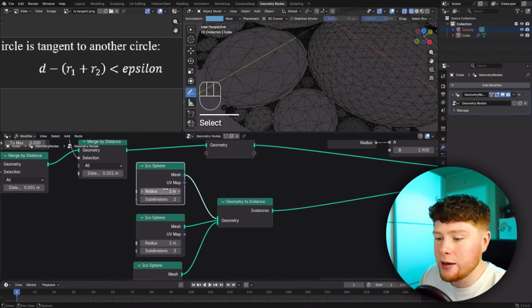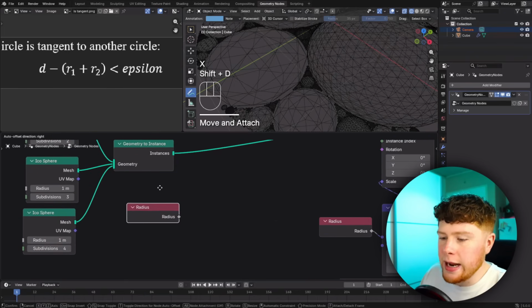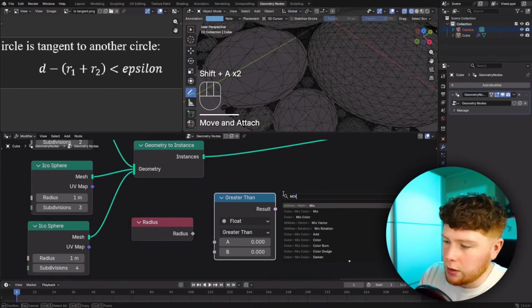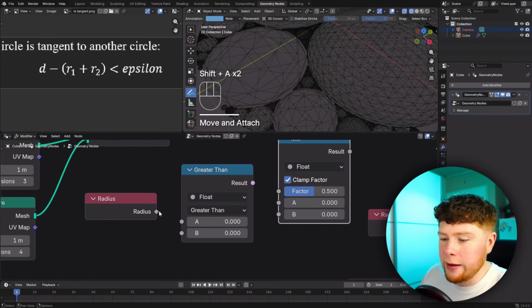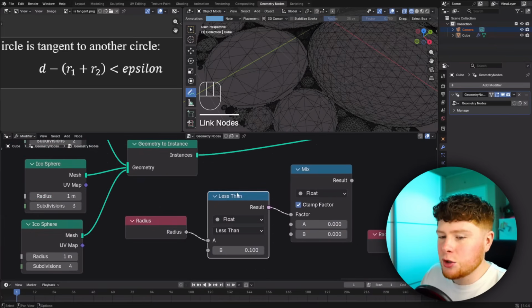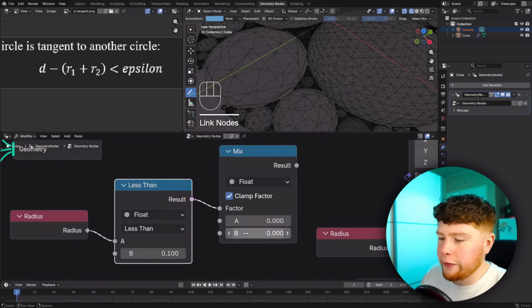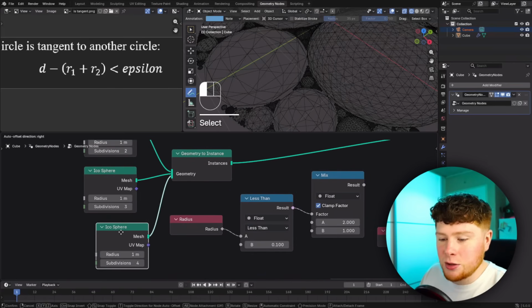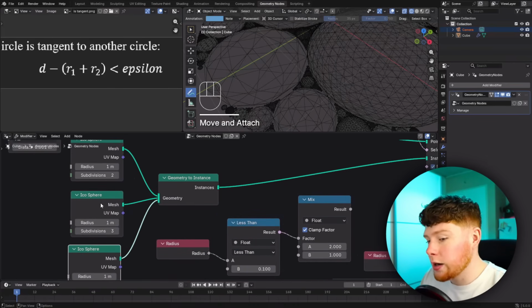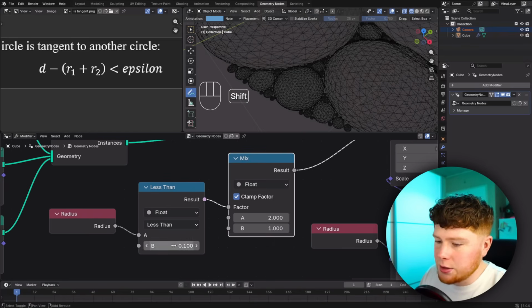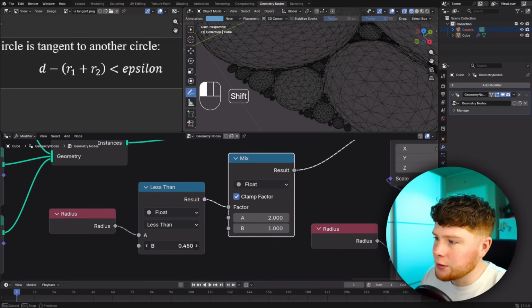So if we take the radius of each point and we do a compare node and also a mix node, then we can say if the radius is less than 0.1, then it should take the icosphere with index 1. Otherwise, it should take it with index 2. And index 2 is this icosphere, and index 1 is this icosphere. And then if we connect that with the instance index, you see it does actually filter the resolution.